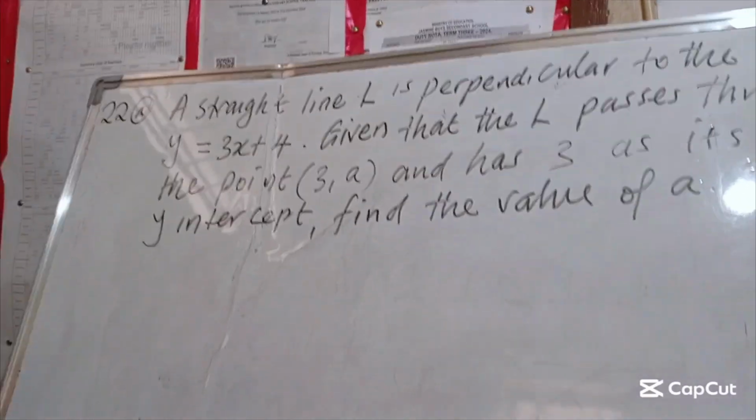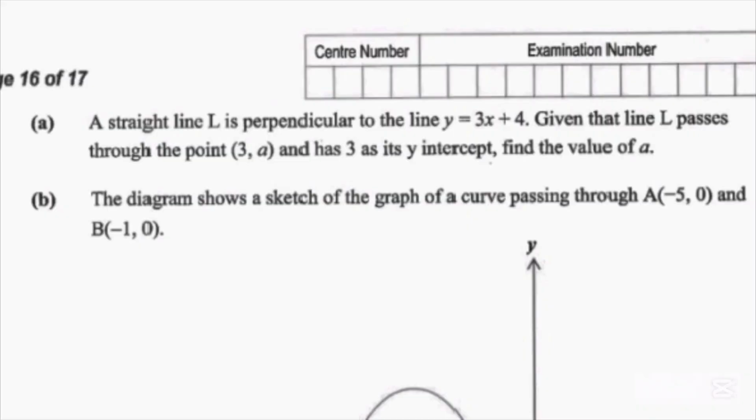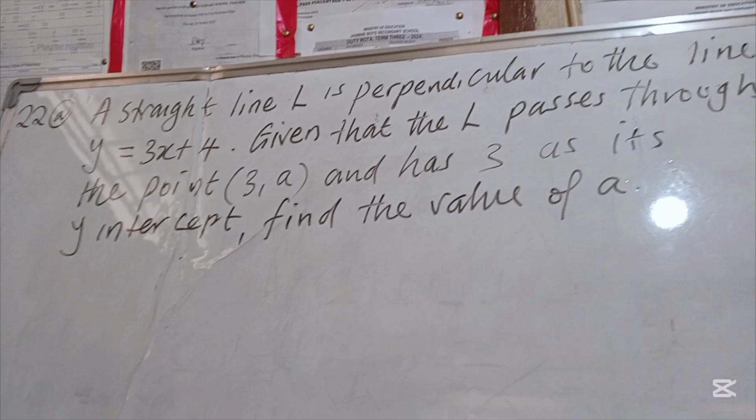Fellow viewers, on question 22a: a straight line L is perpendicular to the line y = 3x + 4. Given that L passes through the point (3, A) and has 3 as its y-intercept, find the value of A.